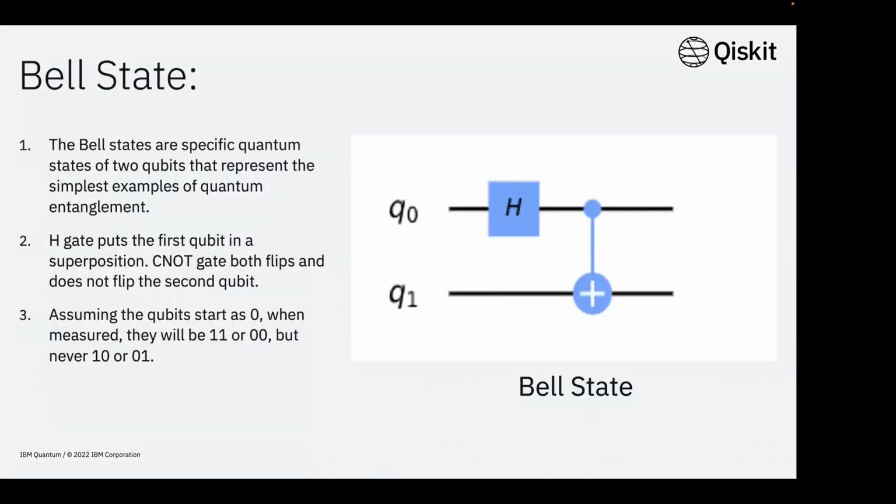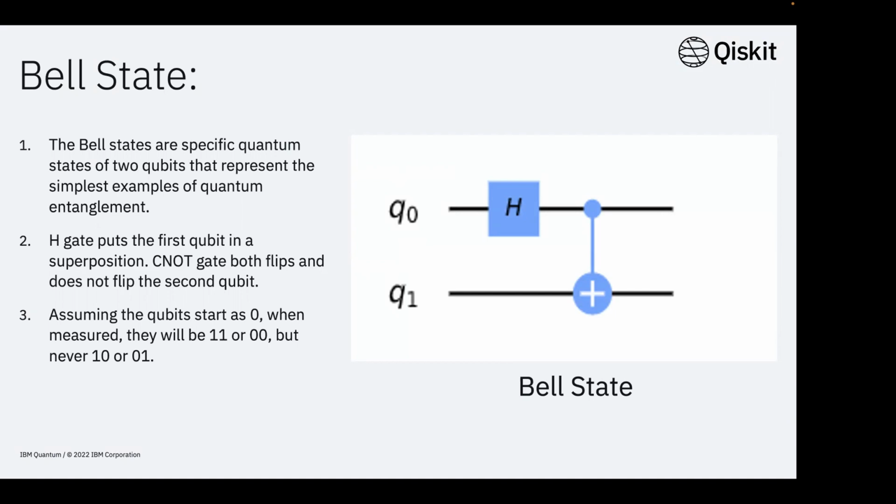Whenever you're learning any programming language, Python, Java, or any language, every language has the hello world program, right? In quantum computers, we also have a hello world program, which is called the Bell state. This Bell state is a specific example of two qubits, which represents the simplest example of quantum entanglement and superposition. The H gate first puts qubit 0, the first qubit, called Q0, into superposition, and the CNOT gate flips both or does not flip both based on the input on qubit 0.